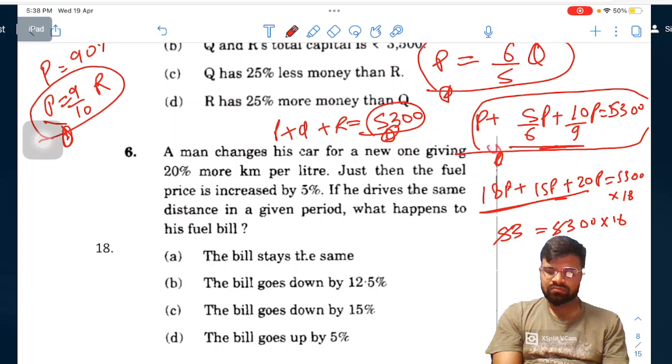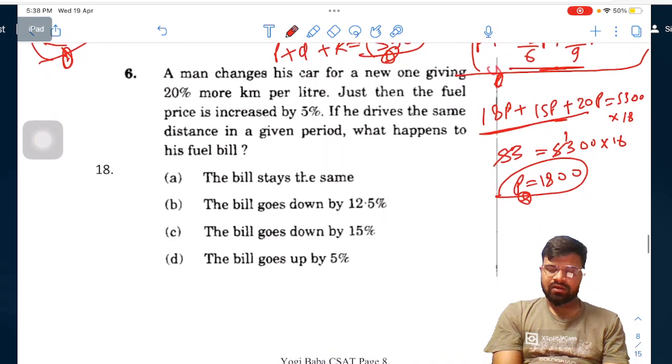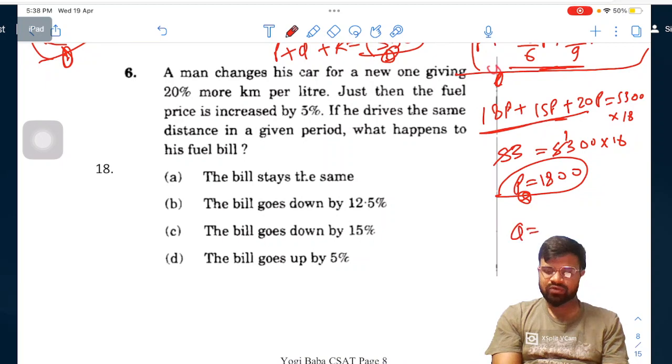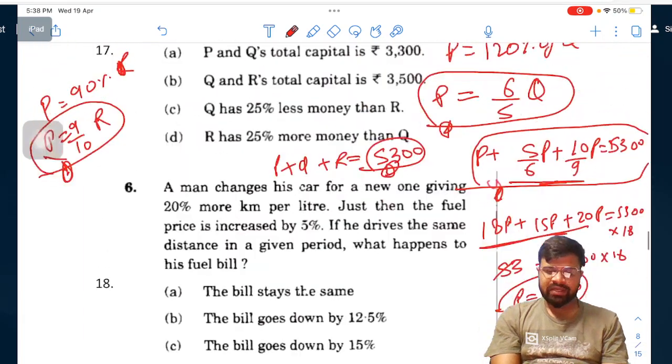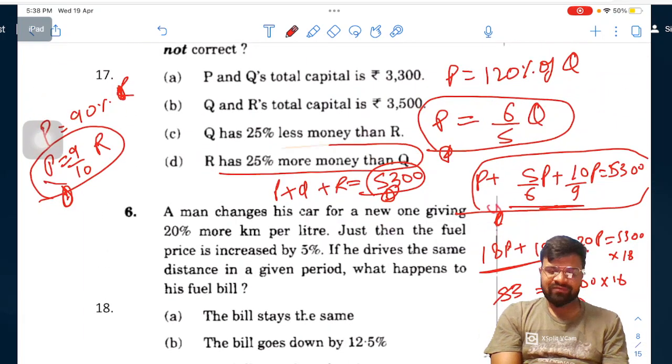So, as I've already told you, the calculations are so easy in CSAT. So P is equal to 1800. Similarly, we find that Q is equal to 1500 and R is equal to 2000 based on the equations we have formed earlier. So R is 500 more than Q, that is 25% more than Q.